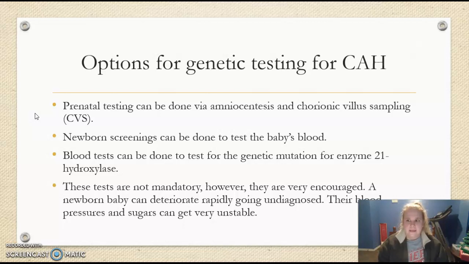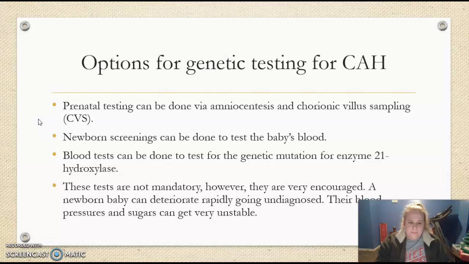That is when the baby's heel is pricked in the first few days of their life, and it tests for multiple diseases. The blood test checks for the genetic mutation, which is the enzyme 21 hydroxylase. These tests are not mandatory, however, they're very encouraged. With the classic form of CAH, early detection is really important.